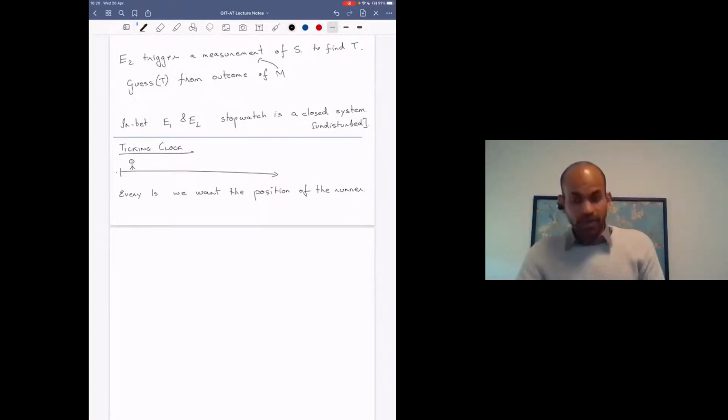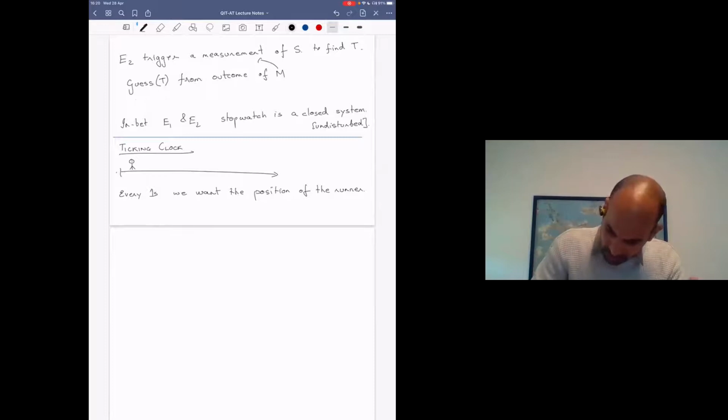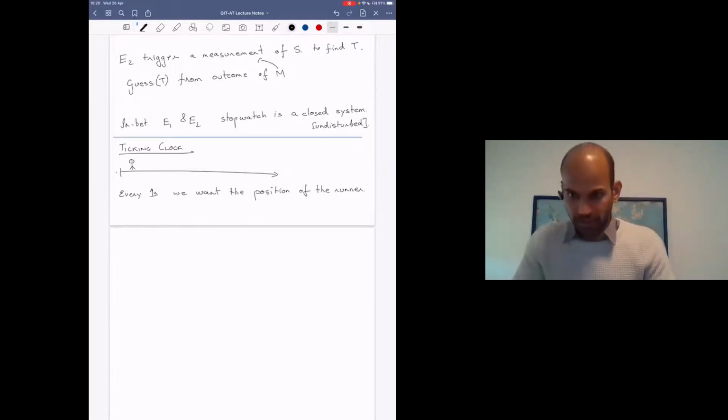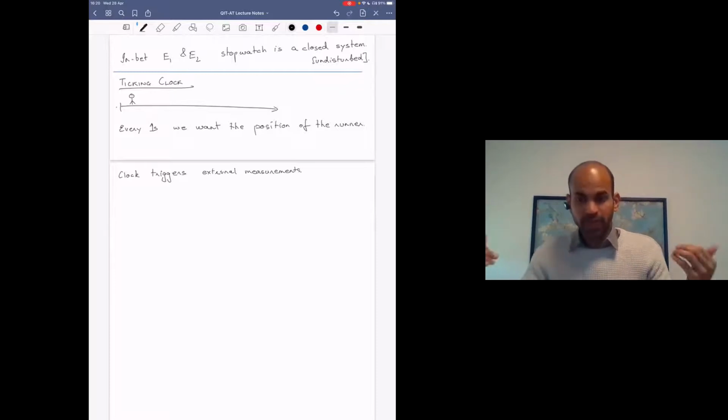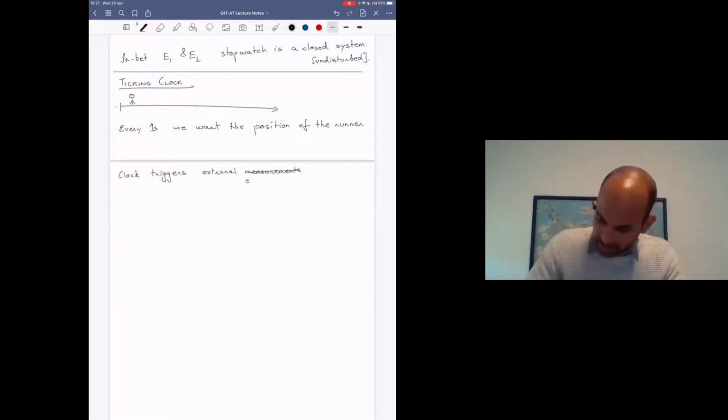So the new scenario: I have the same runner, but what we want is that every 1 second that passes, we would like to know what the position of the runner is. So every time 1 second passes, I want to know what the X of the runner is, so I want to make a measurement of X of the runner. In this case, the clock triggers external measurements. As opposed to the stopwatch, where an external event or operation would trigger a measurement on the clock.